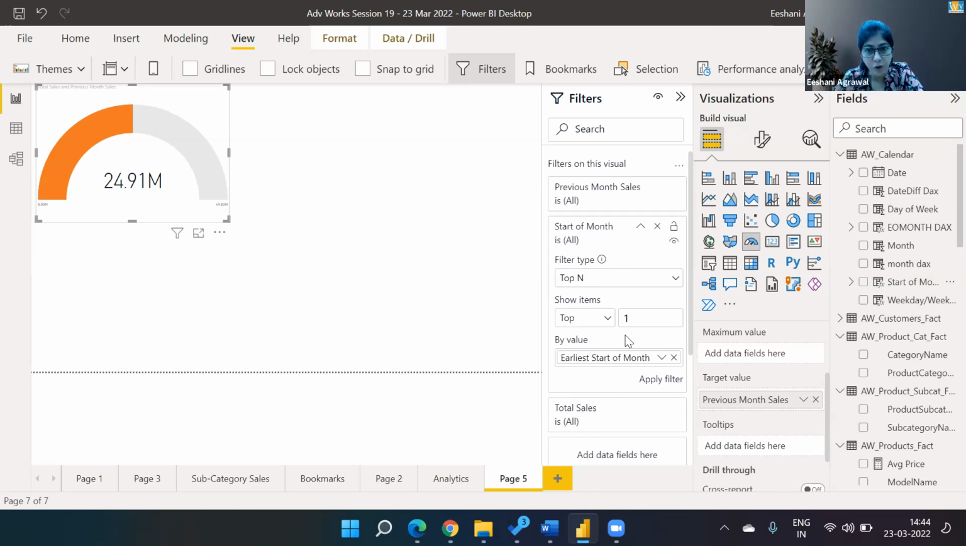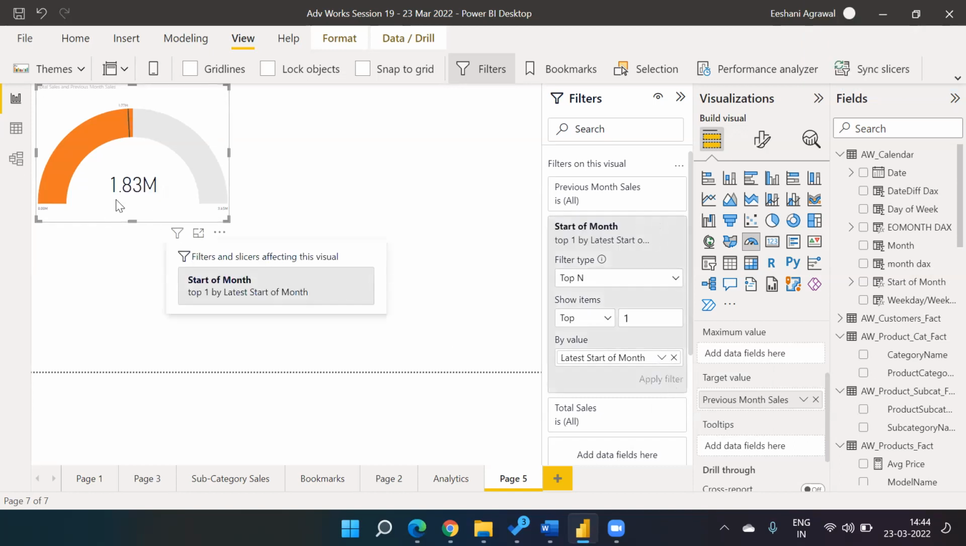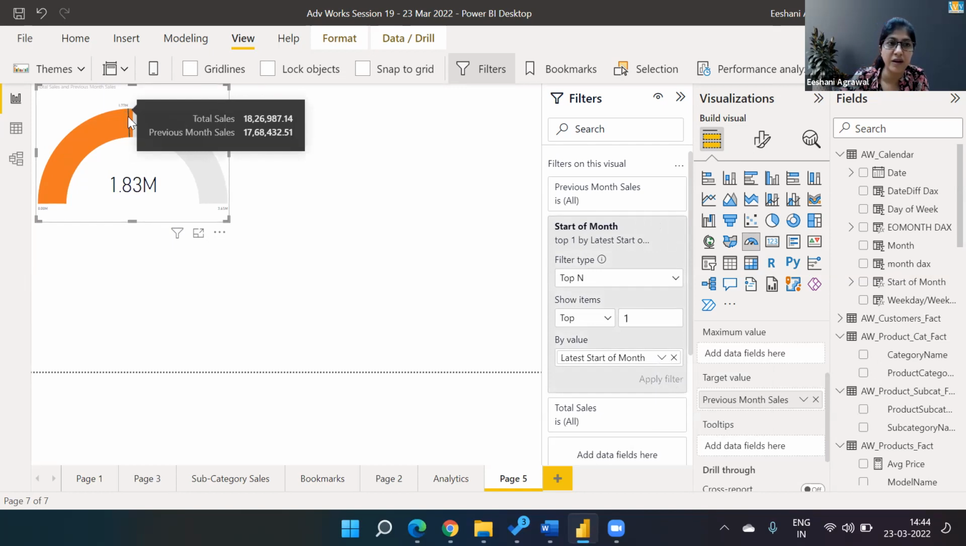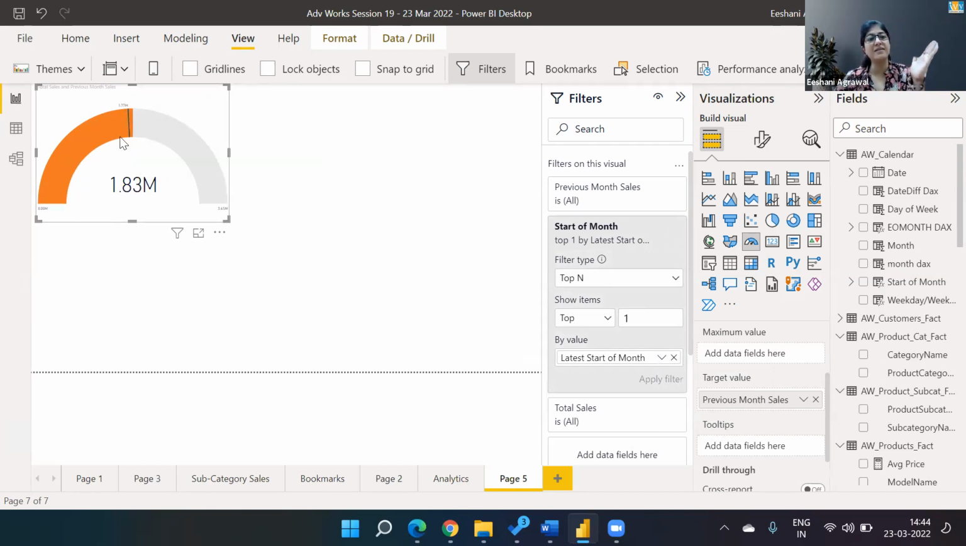Okay, so when I put top N and I put a value, and instead of saying earliest, if I do the latest, means the last month that is there in my data set, and apply filter, automatically it has picked the last month sales, which is 183. Now it has started to show your target, which is 1.77, and it can be easily seen that we have gone beyond our target value.